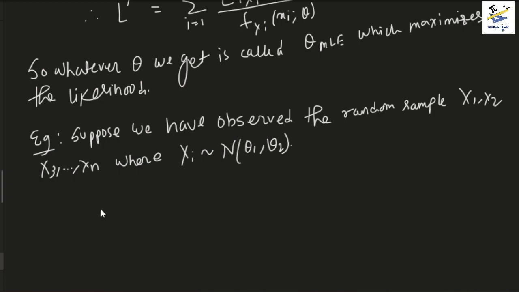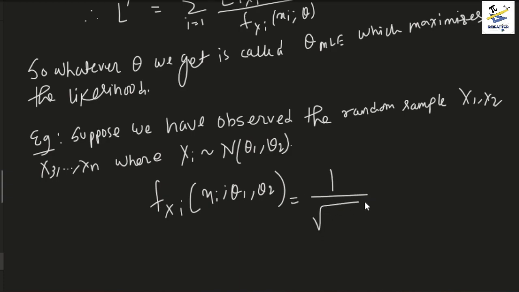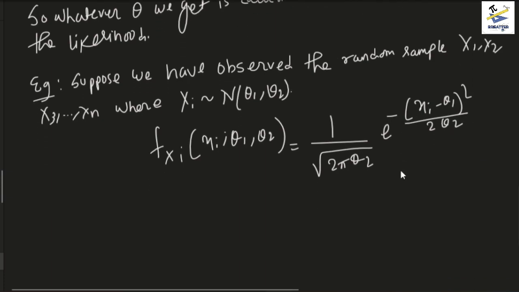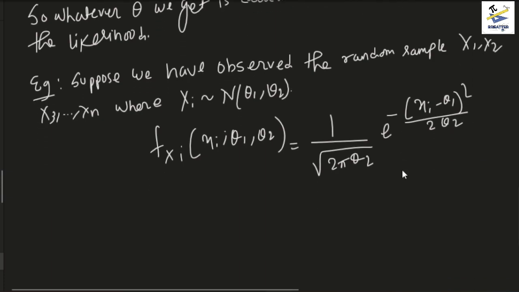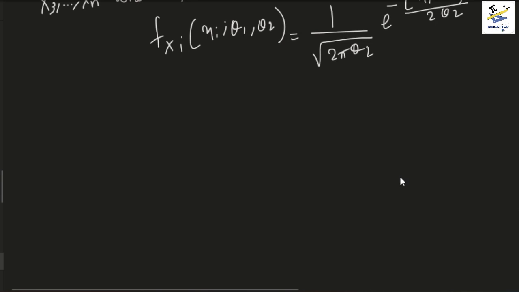Okay, so what we need to do here is obviously the PDF for all the xi's, given the two parameters theta 1 and theta 2, is given by 1 by root over 2 pi theta 2, e to the power minus xi minus theta 1 squared by 2 theta 2. Now let us find out the actual value and let us see how we do it.